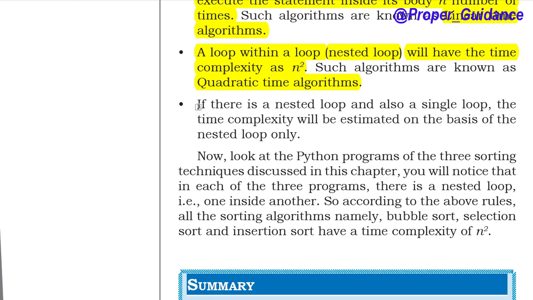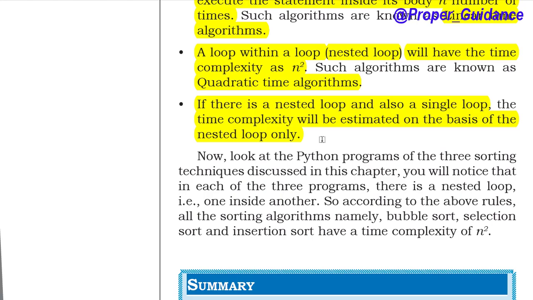Next one: if there is a nested loop and also a single loop, both loops are there, nested also and single also, the time complexity will be estimated on the basis of the nested loop only. When there are both of them, the nested loop and single loop, the time complexity will be estimated on the basis of the nested loop only.